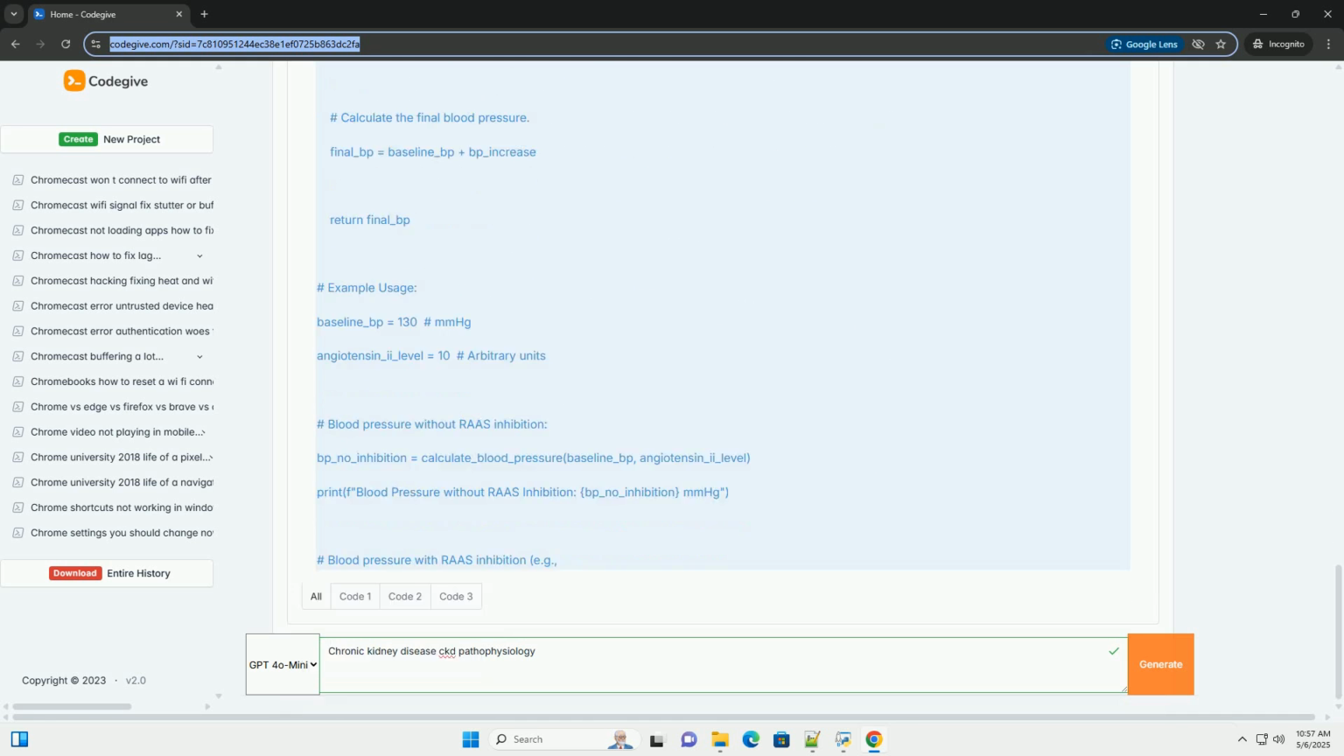G3a, 45 to 59, mildly to moderately decreased GFR: monitor for progression, manage complications, for example anemia, bone disease. G3b, 30 to 44, moderately to severely decreased GFR: increased risk of complications, more aggressive management needed. G4, 15 to 29, severely decreased GFR: prepare for renal replacement therapy, dialysis or transplantation. G5, less than 15, or dialysis: kidney failure, end-stage renal disease, requires renal replacement therapy to sustain life.